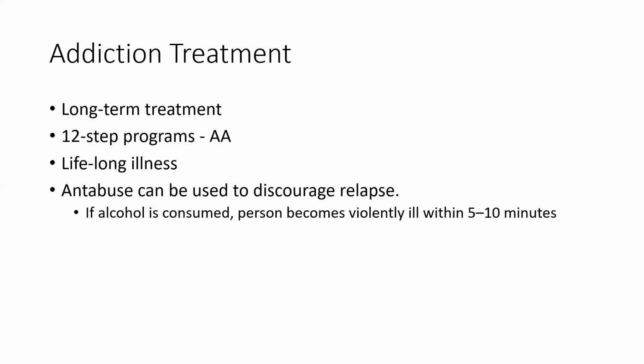Now, when we talk about the treatment for addiction, it's a very long-term addiction, so it needs long-term treatment. It's not going to work in 1 month or 2 months. There are 12 steps that we have to follow under the program, which is called AA. And it can also cause a lifelong illness even. We don't say that this drug is abused, because if we keep saying that while trying to stop the abuse, it's going to discourage relapse. And if alcohol is consumed, the person becomes violently ill within 5 to 10 days. So we have to follow a very good plan to get people out of alcohol.